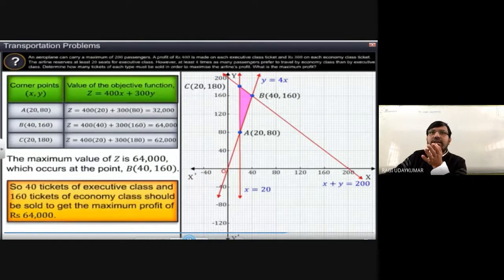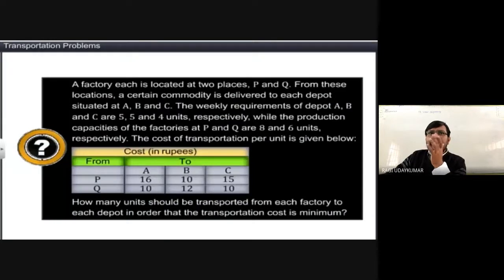Okay, so this is a transportation problem. Let us take one more transportation problem into consideration. So here, the transportation problem is one model.